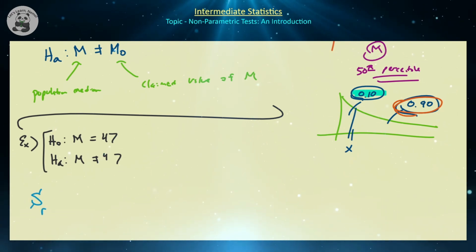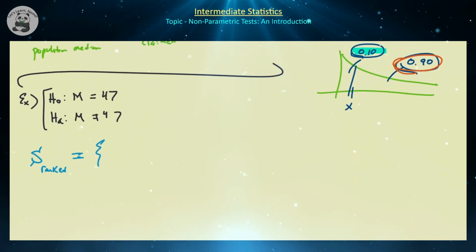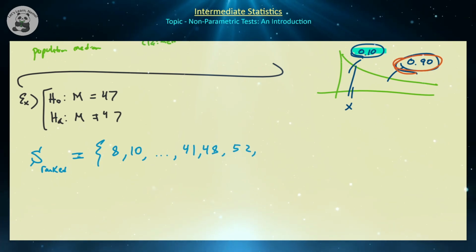So obviously the first thing that we need to do is construct a sample from that population. And also the first thing that you want to do is rank this sample from least to greatest. This is a requirement in order to do the Wilcoxon sign test and several other tests in a proficient way. So let's assume that our sample values from least to greatest are 8, 10, all the way down to 41, 48, 52, all the way down to 176.